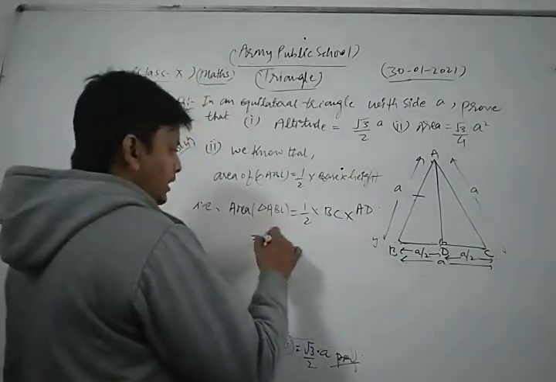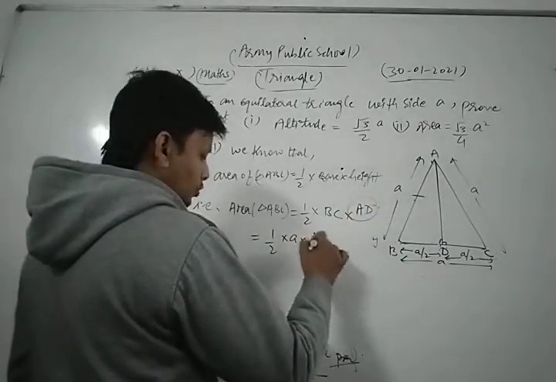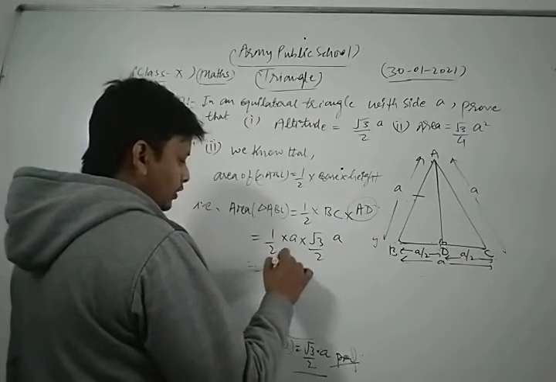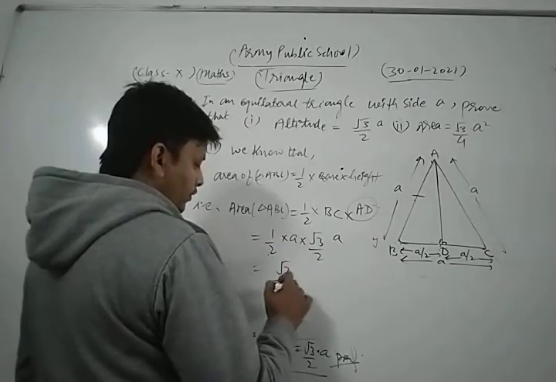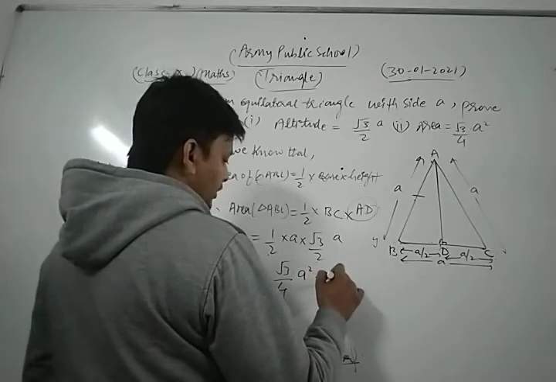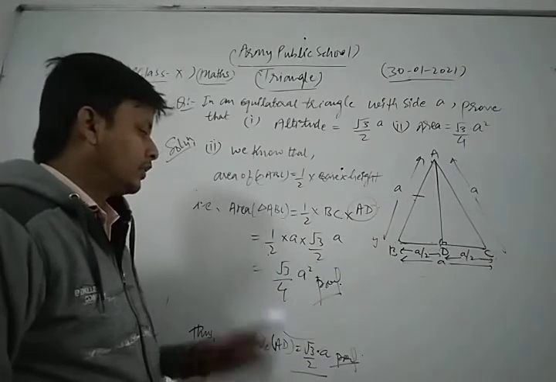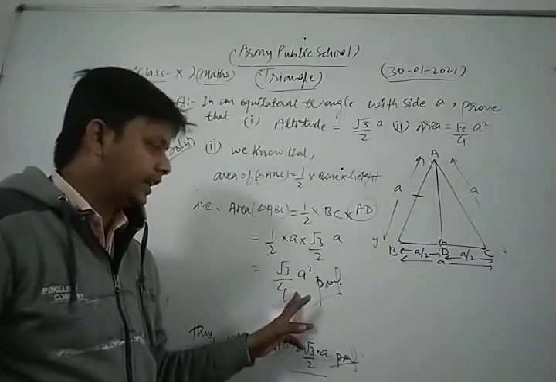Now we put the value of BC as A, and the altitude is defined as root 3 by 2 into A. So we get root 3 upon 2 into 2, A into A, that is A square, giving root 3 by 4 A square. Thus, hence proved. In this way we prove the area of an equilateral triangle of side A is root 3 by 4 into side square.